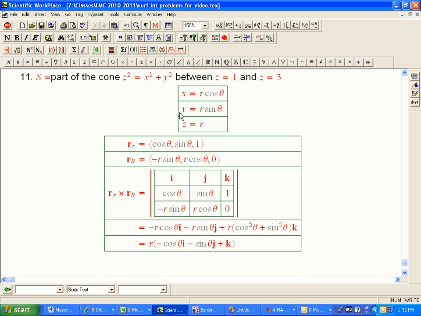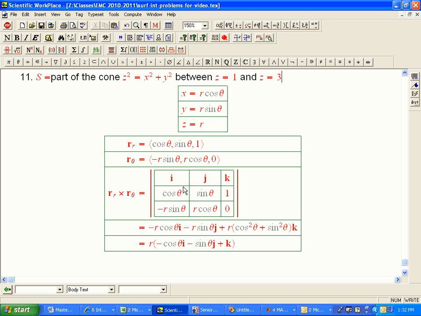X is r cosine theta, y is r sine theta, z equals r. We get the partial derivatives, the velocity vector of the r curves, where r is the variable: cosine theta, sine theta, and 1. R theta is minus r sine theta, r cosine theta, and 0. Put them into the cross product. So there's the setup for the cross product.